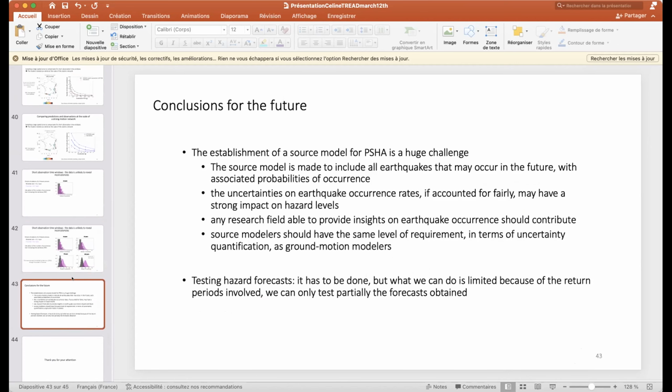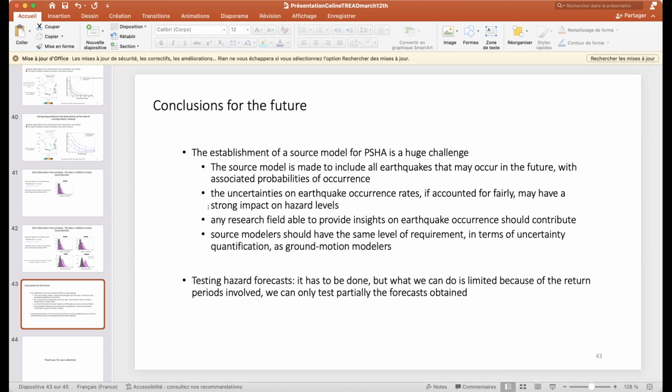Okay, so I think I've been quite quick, but it's 5:38, so I'm on time. With this presentation, my idea was to convey two messages. First one is that the establishment of a source model for PSHA is a huge challenge. The source model is made to include all earthquakes that may occur in the future with associated probabilities of occurrence. And the uncertainties on earthquake occurrence rates, if accounted for fairly, may have a strong impact on hazard levels.